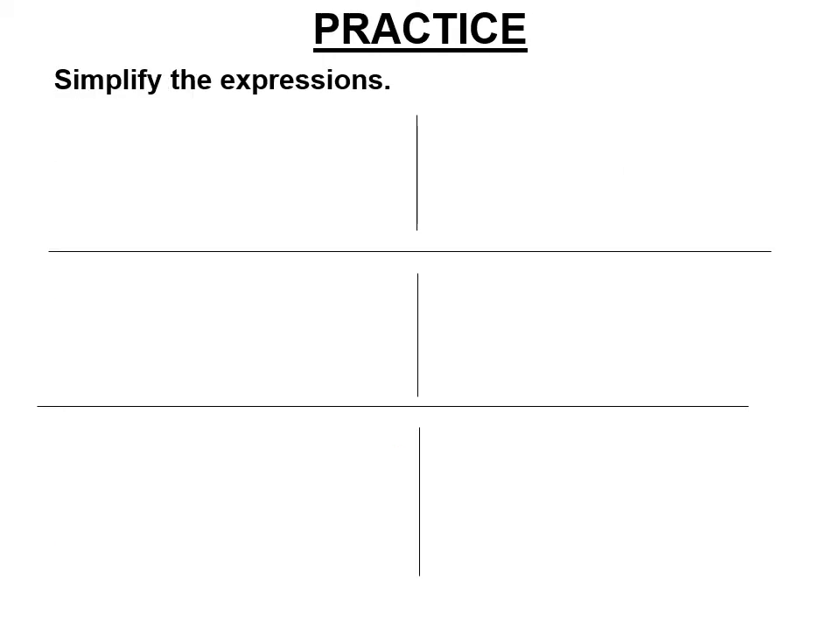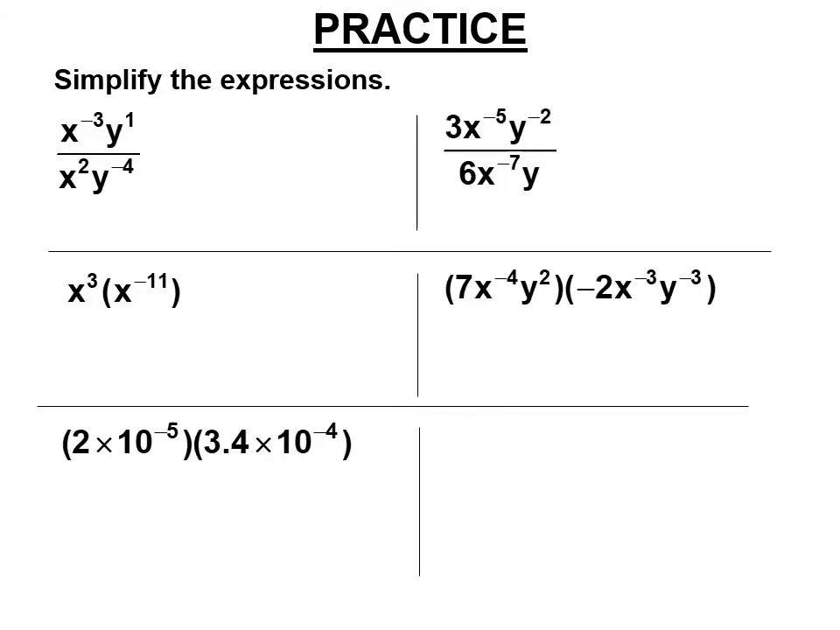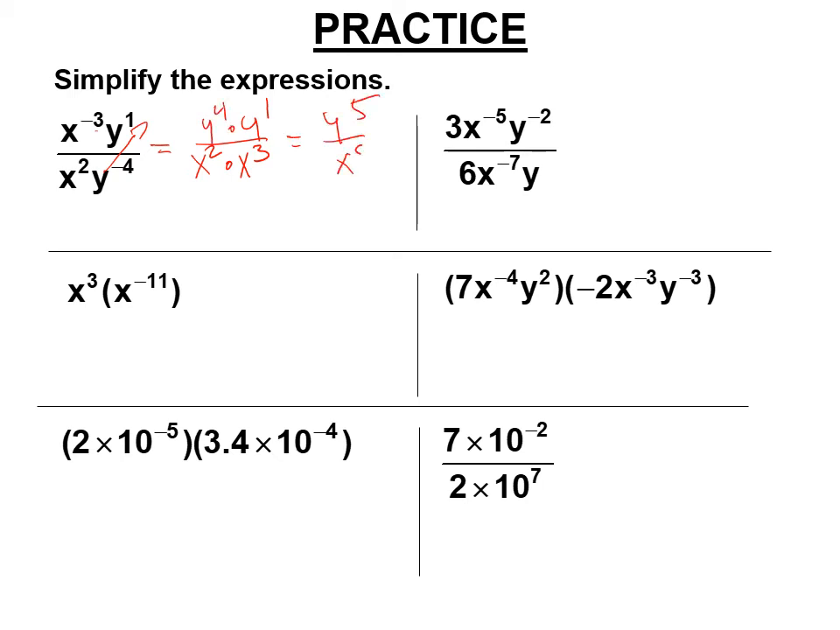Okay, so let's do these. So x squared stays where it is. Y to the first stays where it is. That x to the -3rd comes down here and becomes x cubed. That y to the -4th goes up there and becomes y to the 4th. And we get y to the 5th over x to the 5th. Here we simplify 3/6 to 1/2. And so we get a 2 on the bottom.